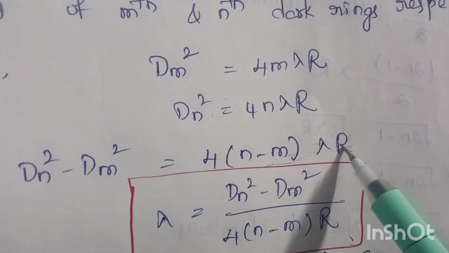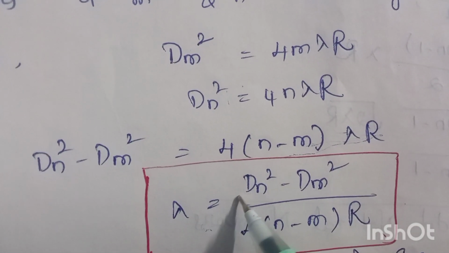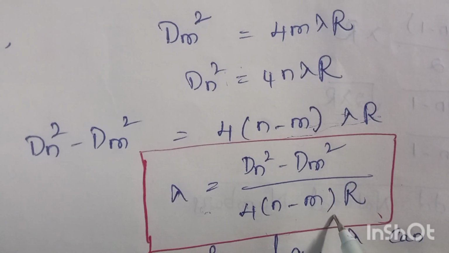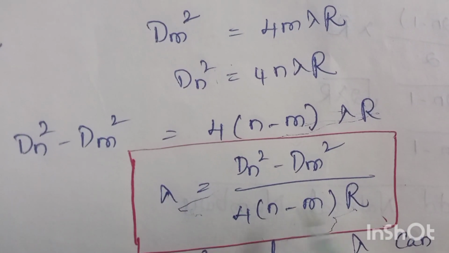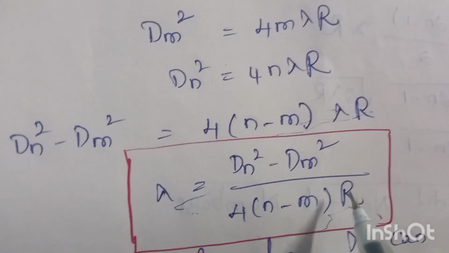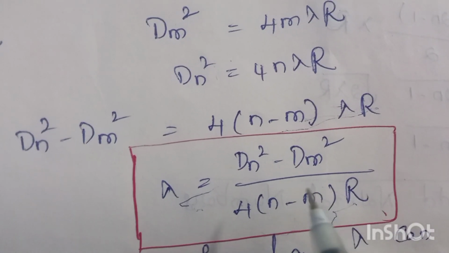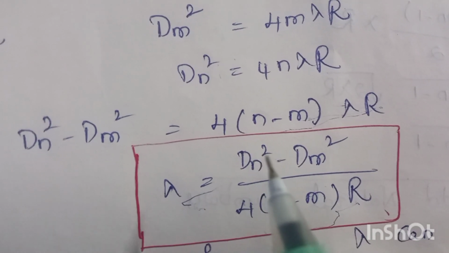From this equation we can write lambda is equal to dn square minus dm square by 4 into n minus m into R, where lambda is the wavelength of the light source, R is the radius of curvature, n and m are the numbers of the rings, the nth ring and the mth ring, and dn and dm are the diameters of the nth ring and mth ring.